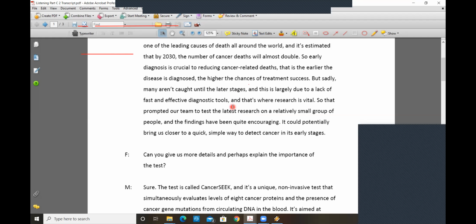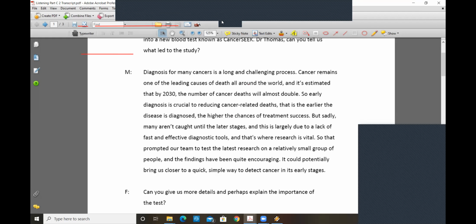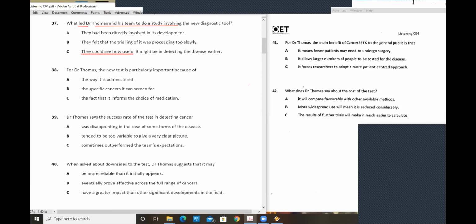So they didn't say that there were trials which were going on, but they were very slow. No, basically there were no tests which could help us detect early. And that is the reason why they decided to go with trials or studies. So C is the correct answer here.